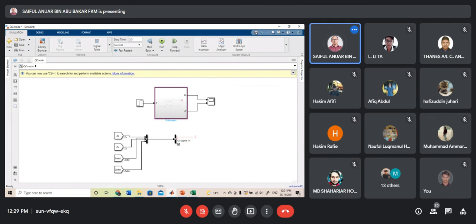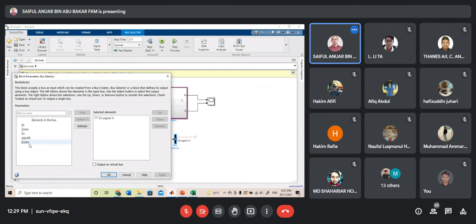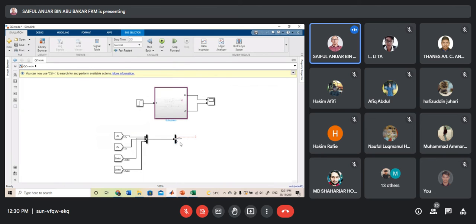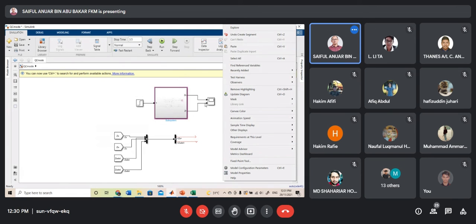Okay, then the second one that we want to see is ZU dot. Select. Okay. Move up. Okay, and we have two graphs.